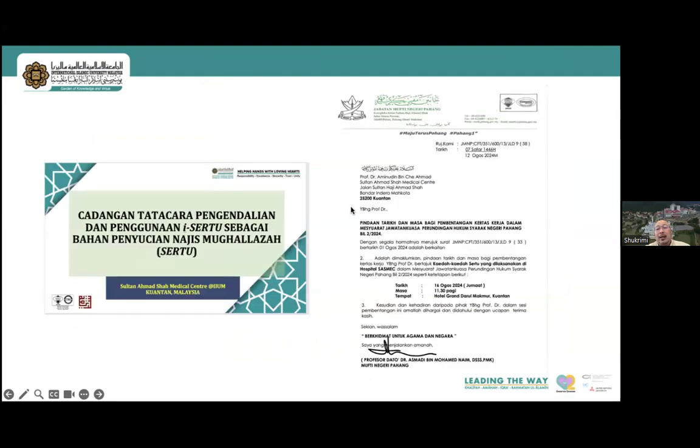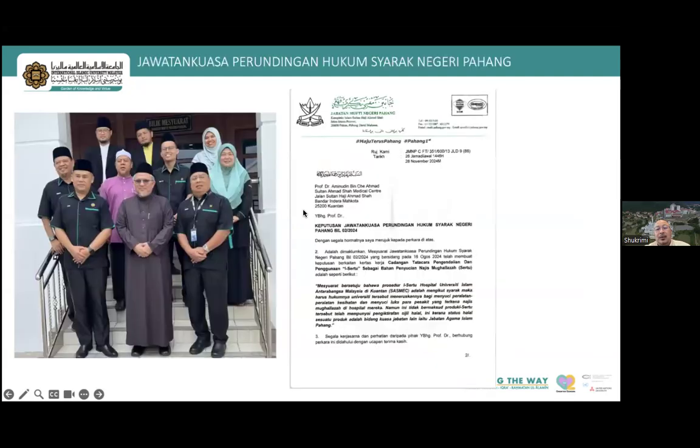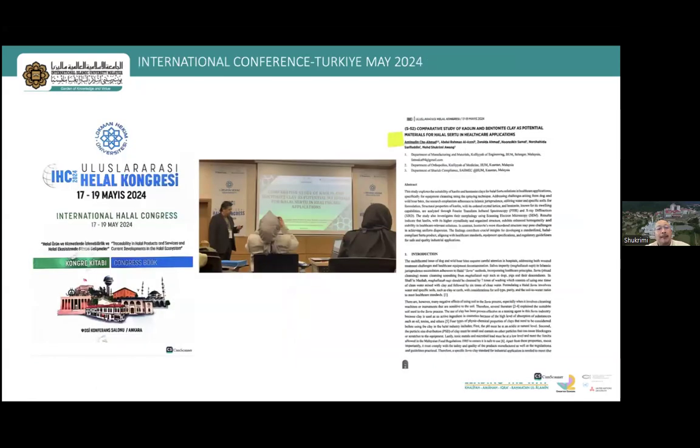Okay, and this SER2 also we present to get the approval from Mufti Fatwa, Majlis Fatwa Negeri Pahang. Okay, and then Prof Amin present the protocol in front of Mufti, but this is Timbalan Mufti. Mufti had to rush to another meeting, but we present this and we get the approval of doing this protocol by the Jabatan Mufti.